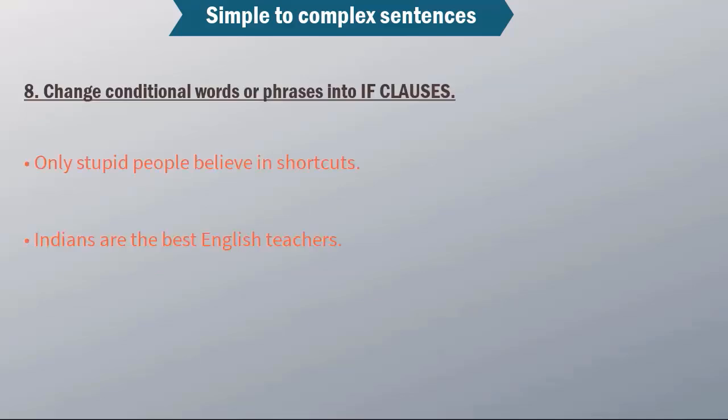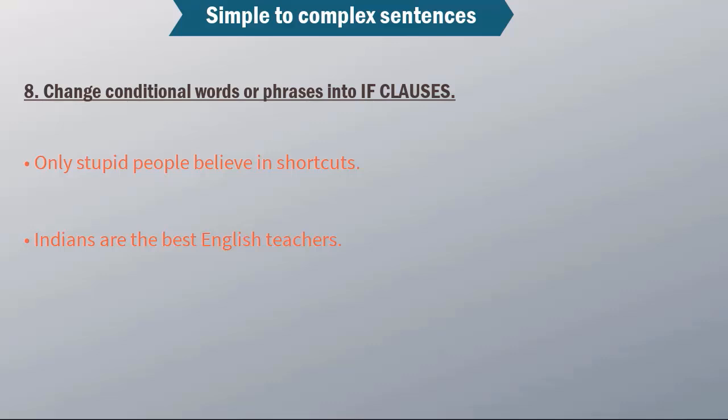When you have conditional words or phrases in your simple sentence, you can change them into a dependent clause. For example, look at these two examples. Only stupid people believe in shortcuts, right? So this is somewhere a condition, okay? It's limiting the meaning of the sentence. Second example, Indians are the best English teachers. I'm not saying it. Some people are, okay? Again, this is limiting the meaning of the sentence.